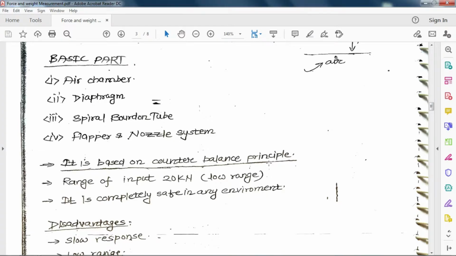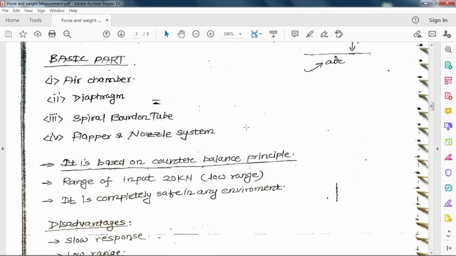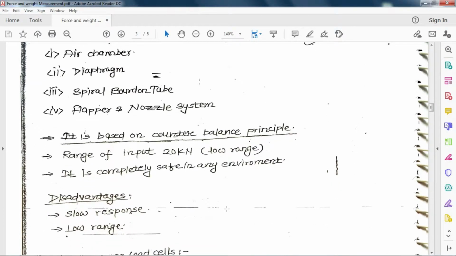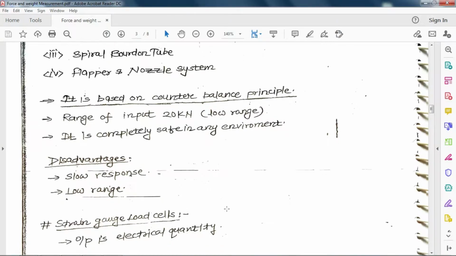which is calculated using the Bourdon tube. There is a change in pressure of the Bourdon tube, and the difference is calculated, and the difference is our final pressure, and using F is equal to PA we calculate the force. In this case, the input range is only 20 kilonewton, very low range. It is completely safe for the environment. No leakage problem, because if there is leakage, only air is diffused into our environment. Disadvantages: it is slow and low range.